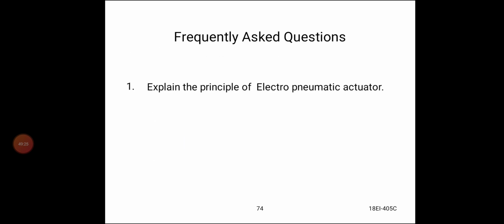Frequently asked questions: explain the principle of electro-pneumatic actuator. List the advantages of electro-pneumatic actuator.